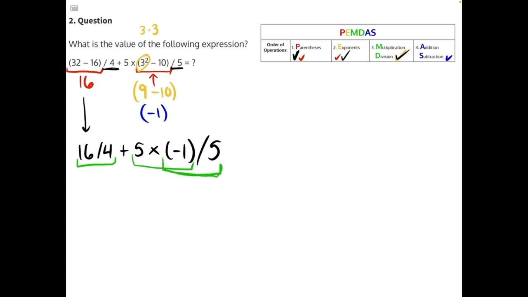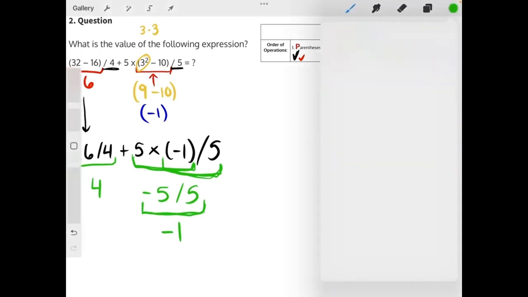16 divided by 4 will give us 4. 5 times negative 1 will give us a negative 5, because opposite signs yield a negative result when you're multiplying. Then we can bring down this divided by 5 and go ahead and resolve this new division problem. Negative 5 divided by 5 will give us negative 1. Now we're done with the multiplication division step.